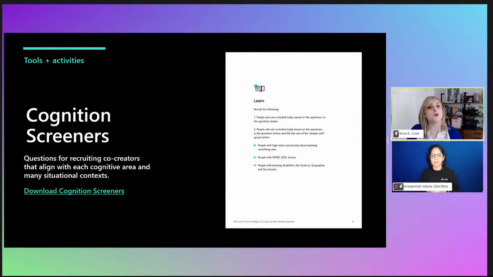We have also created a few more resources for you to use. When it comes to taking action, you may find the cognition screeners can help you better co-create solutions with people who have diverse cognitive needs. The cognition screeners can be used to recruit co-creators that align with each cognitive area and many situational contexts.